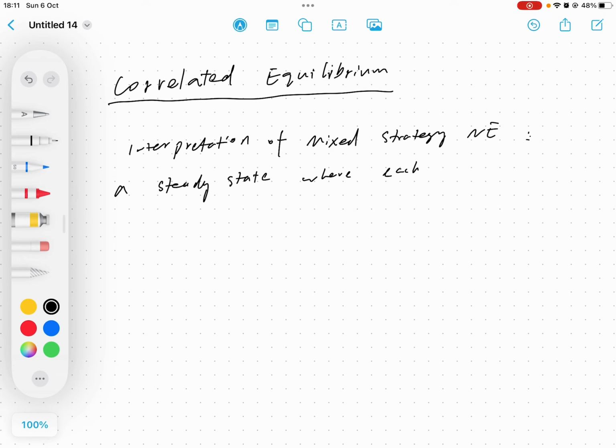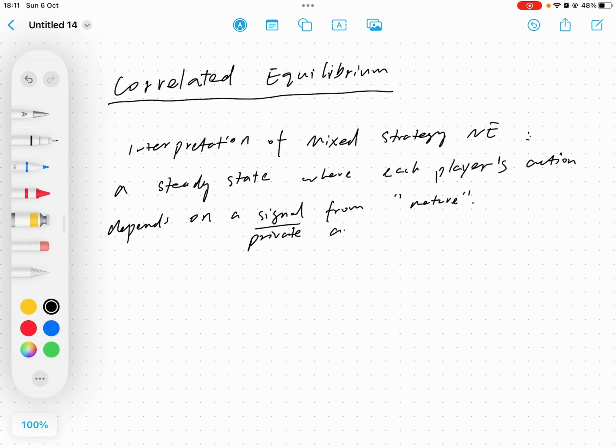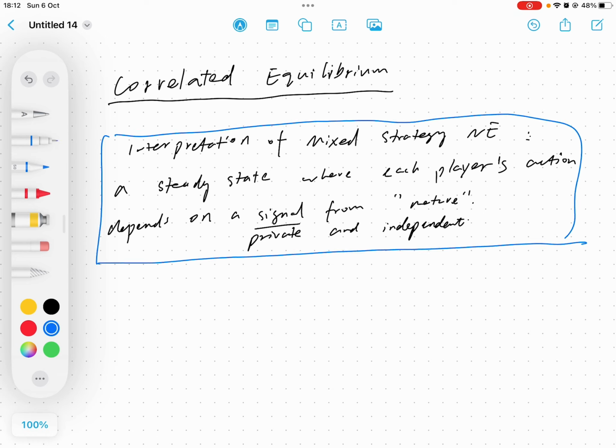Where each player's action depends on a signal received from nature, from outside, exogenously. In this interpretation, the signals will be private and independent. That's the previous stuff, for the mixed strategy Nash.